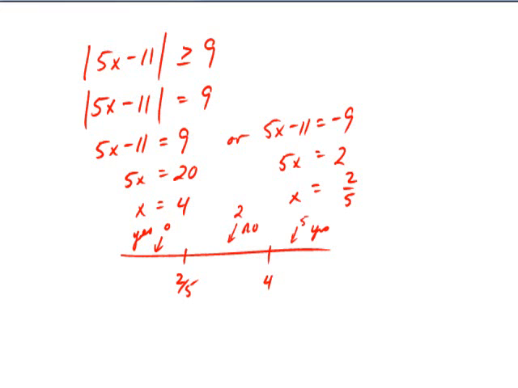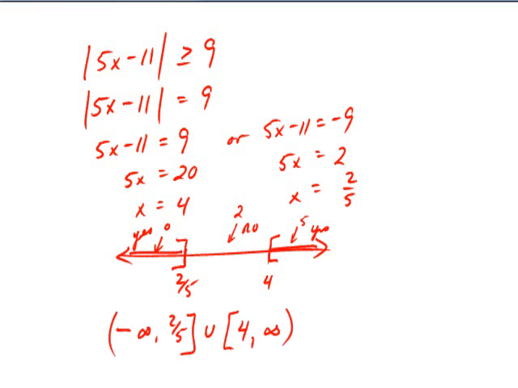My symbol is greater than or equal to, which means I do include the critical values as part of the solution. My interval notation would be from negative infinity to 2/5, including the 2/5, in union with 4, including the 4, off to infinity. Remember, we always use parentheses for infinity since we don't reach those values.